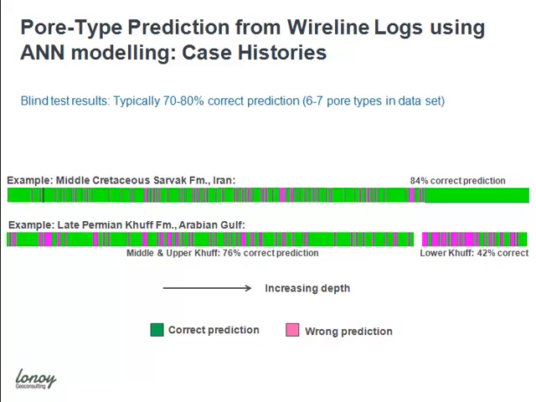The second example is from the late Permian Kuf Formation in the Arabian Gulf. In the middle and upper Kuf we have 76% correct pore type prediction, whereas in the lower Kuf only 42% of the samples are correctly predicted. The high prediction error in the lower Kuf is due to scaling issues related to thinly bedded sequences. High heterogeneity on a decimeter scale does tend to give higher prediction error.